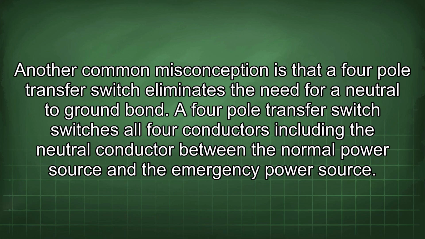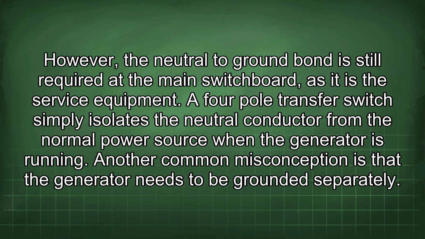Another common misconception is that a 4-pole transfer switch eliminates the need for a neutral to ground bond. A 4-pole transfer switch switches all 4 conductors, including the neutral conductor, between the normal power source and the emergency power source. However, the neutral to ground bond is still required at the main switchboard, as it is the service equipment. A 4-pole transfer switch simply isolates the neutral conductor from the normal power source when the generator is running.